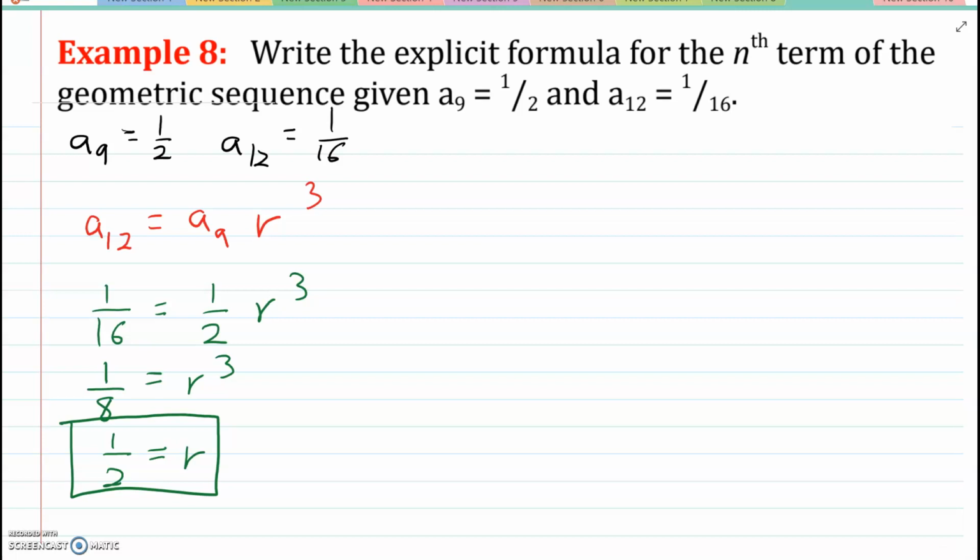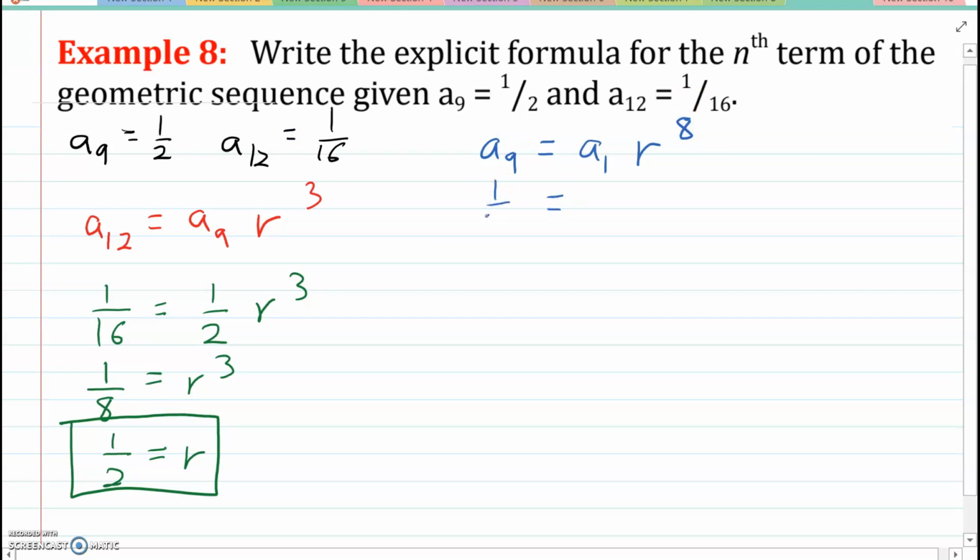And now we're going to do the same thing we did before. This time I'm going to say a sub 9, just using 9 because it's the nicest number. It's going to be the same thing as a sub 1 times r to the, well, again, it would be 9 minus 1, which is going to be 8. So I'm ready to say that a sub 9 is going to be 1/2. A sub 1, we don't know. R, we figured out, was 1/2 to the 8th power. Okay.